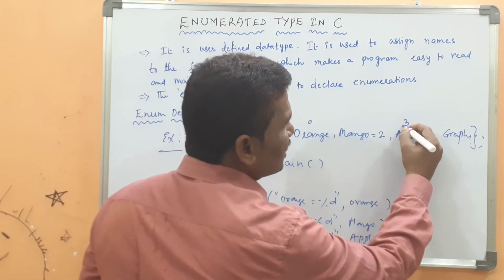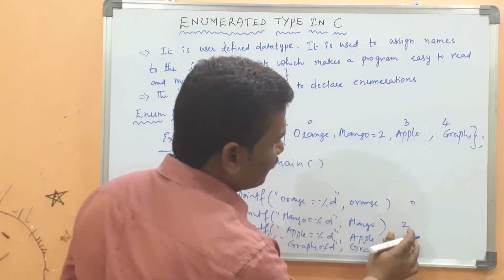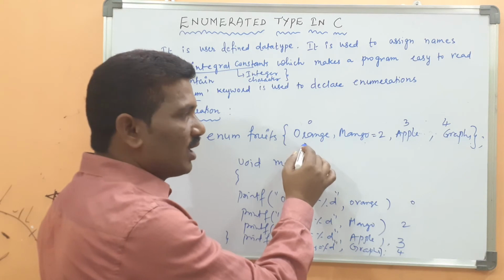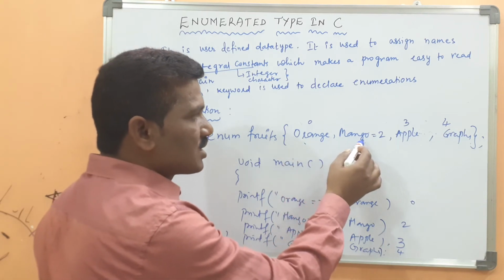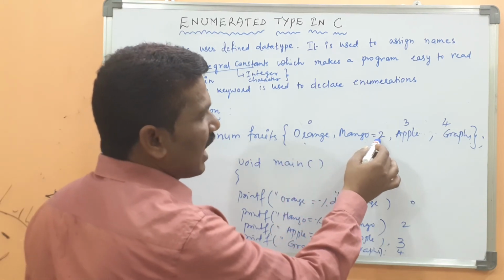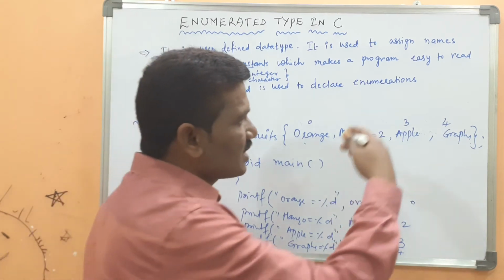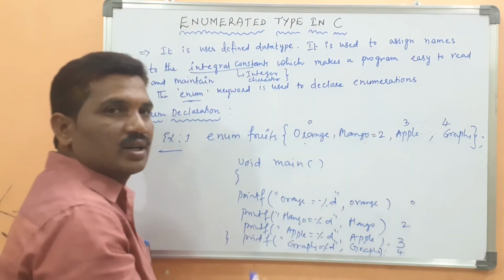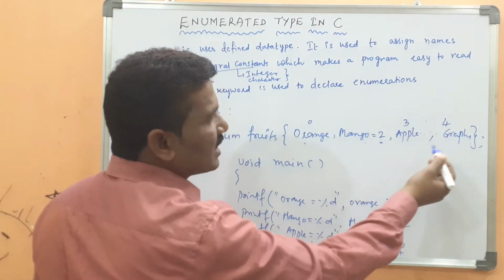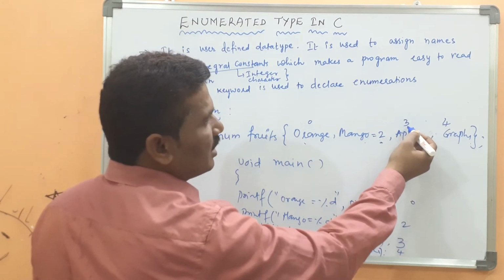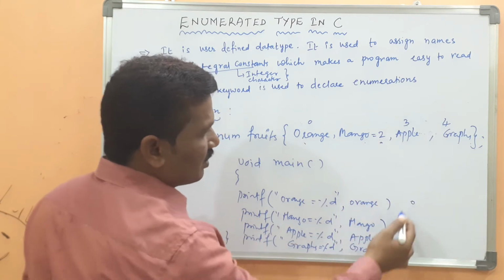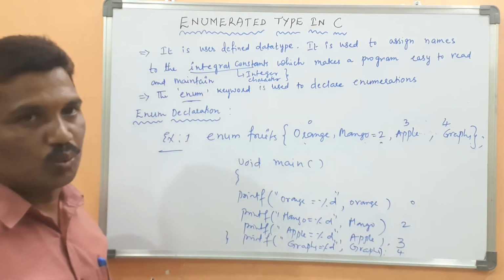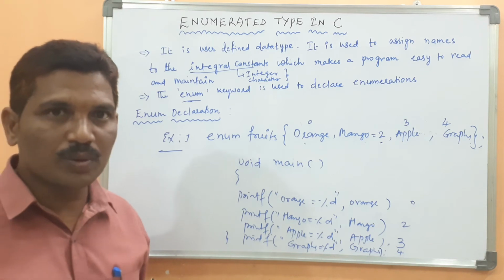Then it becomes 3, then it becomes 4. Orange is 0 because it is the default value. Mango is initialized with the value 2. Then the subsequent enumerated constants are incremented by 1, so apple becomes 3 and grapes becomes 4. Then the output is 0, 2, 3, 4. Got my point?